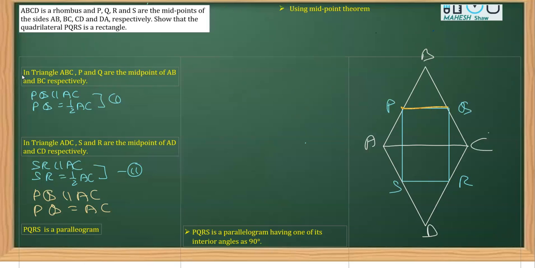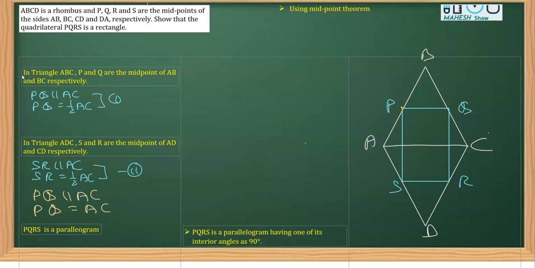Now, once we prove any figure a parallelogram and we have to prove this a rectangle, then we try proving one angle as 90 degrees. If you can prove one angle of this quadrilateral or this parallelogram as 90 degrees, say Q as 90 degrees, then it will be a rectangle. The reason is a parallelogram having one interior angle as 90 degrees is a rectangle.